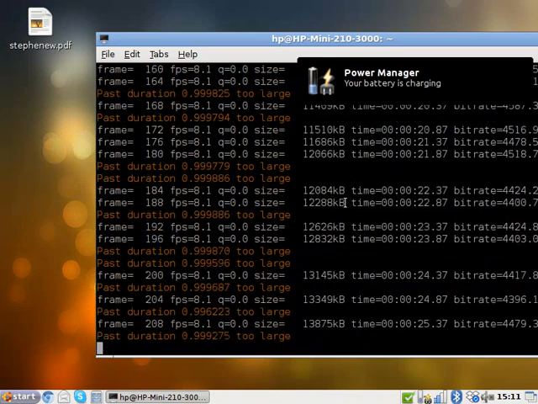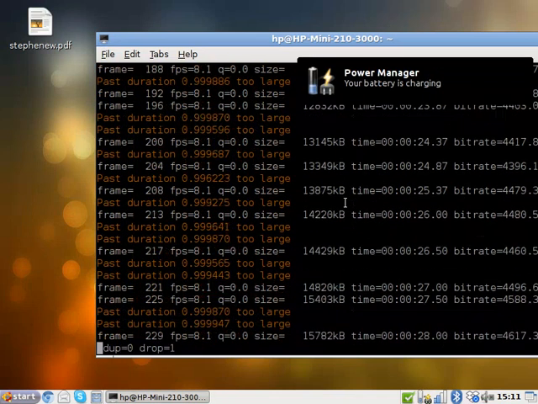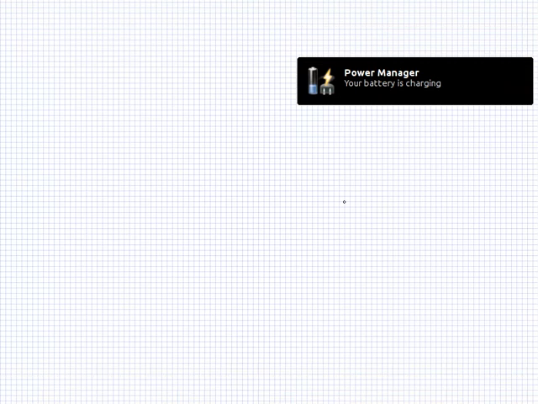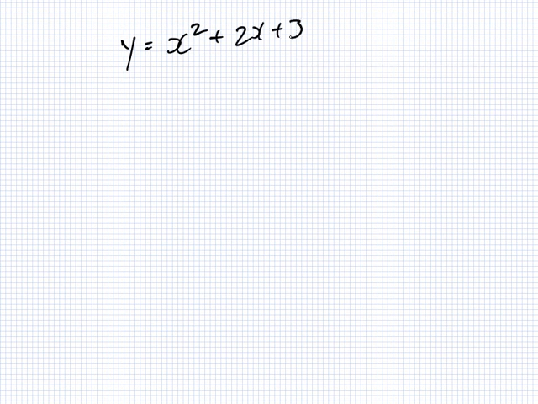Put a number in. Do we know a number? 1, 6. So let's have a look at this now. Y equals x squared plus 2x plus 3. And I'm looking here when x is 1, y will be 6. And I want this tangent line.